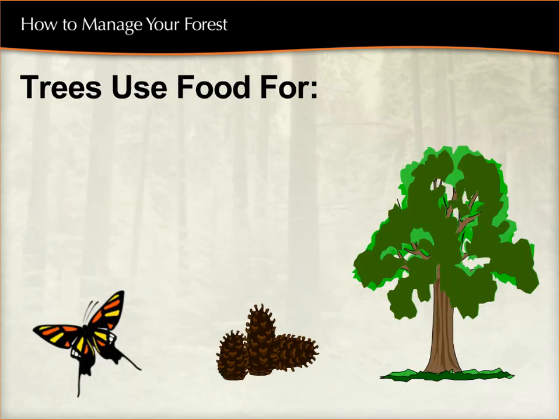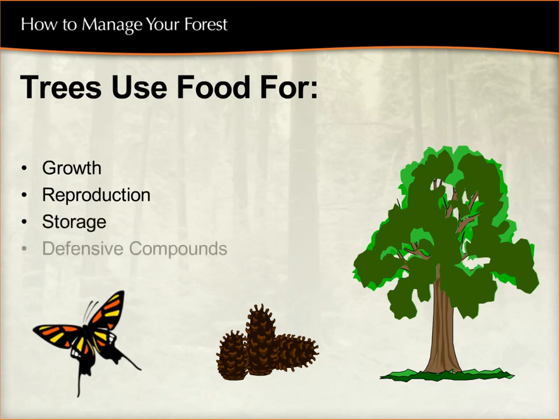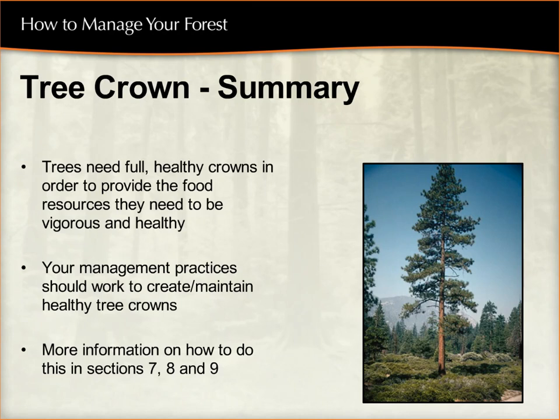Trees use their simple sugars for a variety of functions, such as growth and reproduction. Trees will store some food for later use, and a healthy tree that has lots of resources is able to produce compounds that can help defend it from attacks by insects and diseases. For trees, the bottom line is that they need a full and healthy crown in order to produce the food resources they need to be vigorous and healthy. So your job as the forest manager is to be sure your trees have adequate crowns.